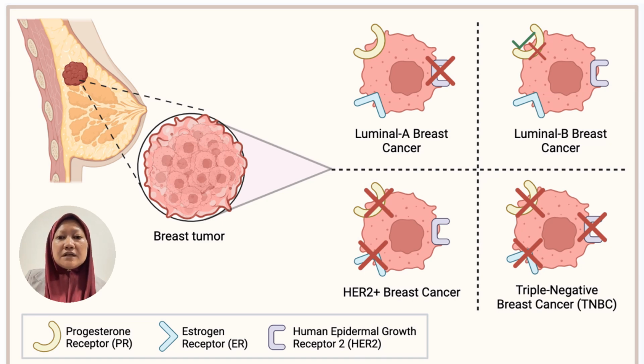For example, as you can see in the luminal A breast cancer on your right hand side, it's typically characterized by being ER positive, PR positive, with no overexpression of the HER2 receptor. This subtype tends to have a better prognosis because it responds well to hormone therapies. Understanding these subtypes is crucial as it helps guide treatment decisions, ensuring that each patient receives the most appropriate and effective therapy for their cancer treatment.